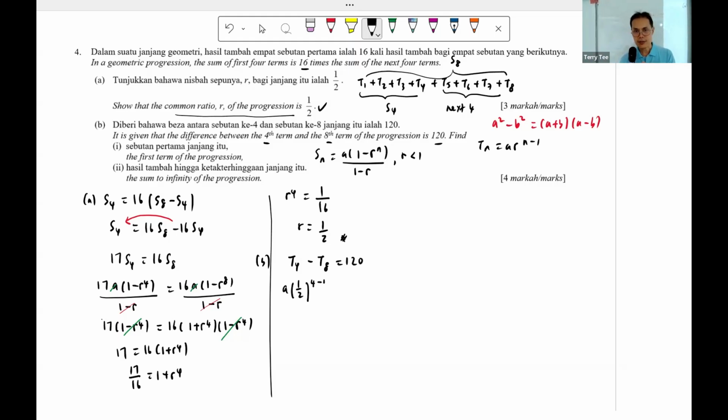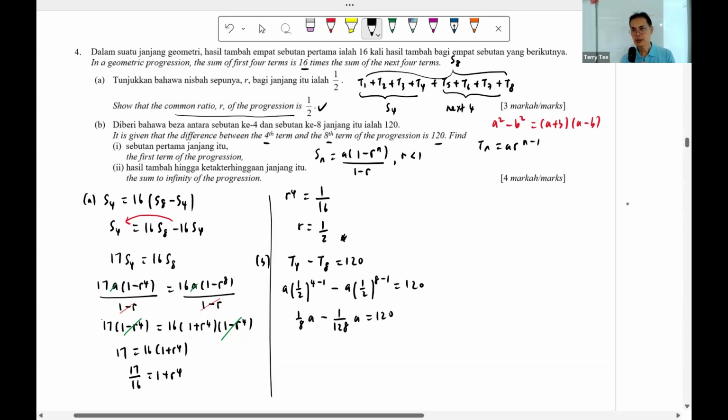Your n is 4, 4 minus 1. This is a times 1 over 2 power 3, minus a times 1 over 2 power 7, equals 120. 4 minus 1 is 3. 1 over 2 power 3 is 1 over 8 a. 1 over 2 power 7 is 1 over 128 a. You may want to use a calculator. All right, let me use my calculator here.